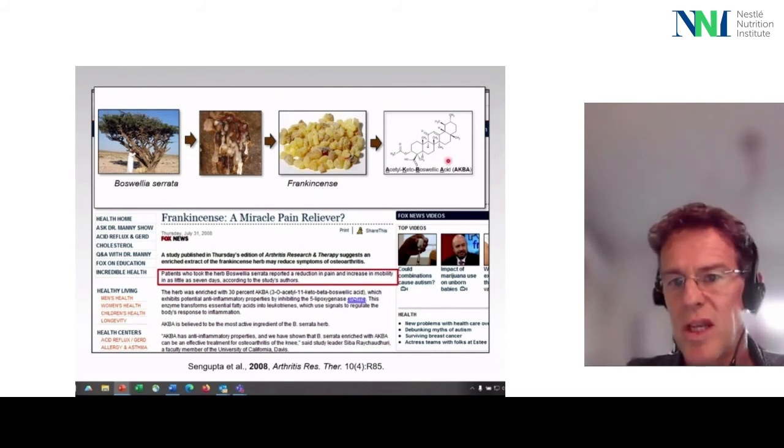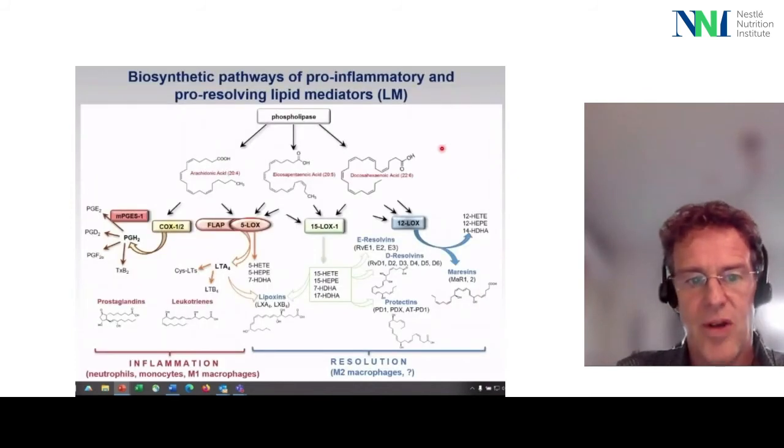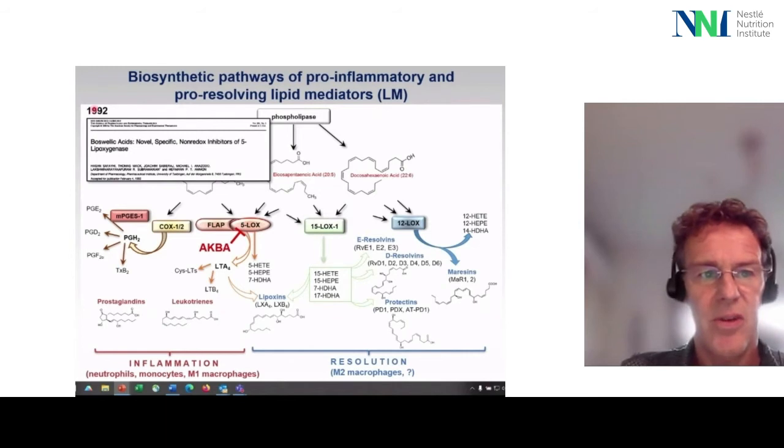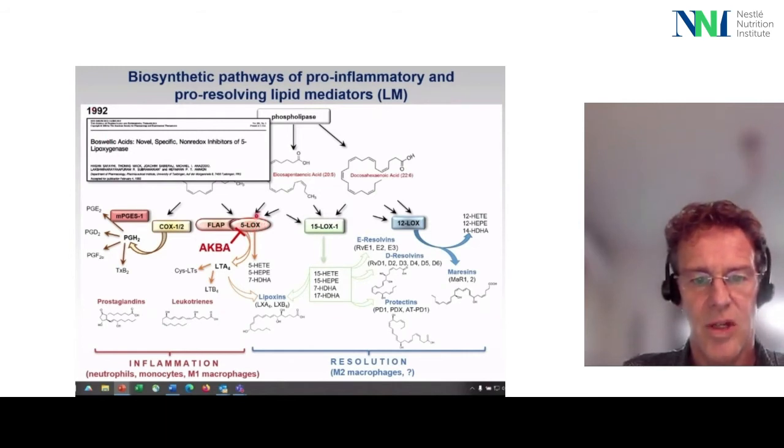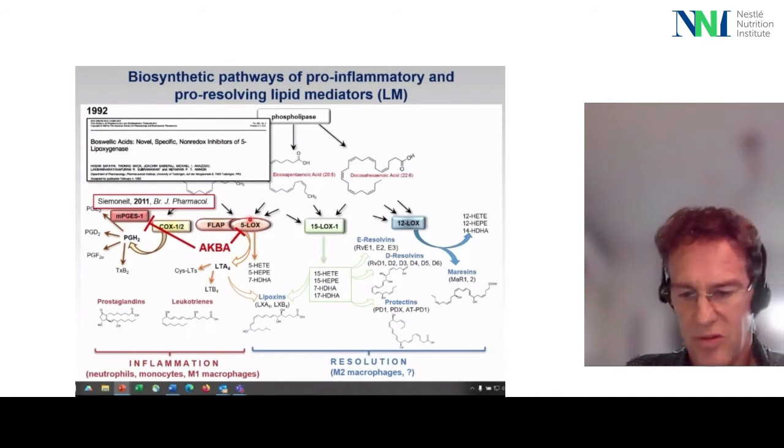And frankincense contains boswellic acids, in particular acetyl-keto-boswellic acid, AKBA, and this is a highly pharmacologically active compound. And it was found already 30 years ago that AKBA directly inhibits 5-lipoxygenase, and we found a couple of years later that it also inhibits mPGES-1. So this is a dual inhibitor of mPGES-1 and 5-LO.